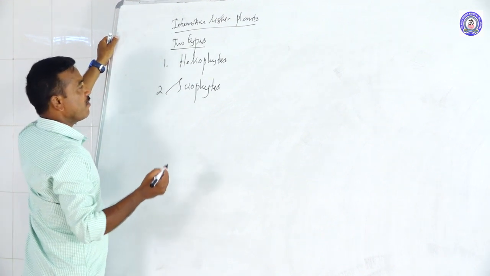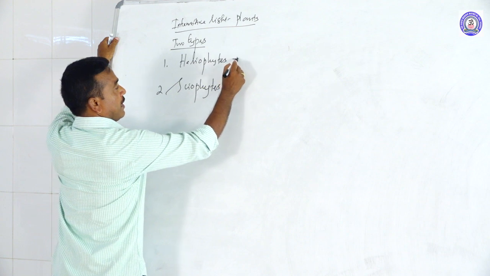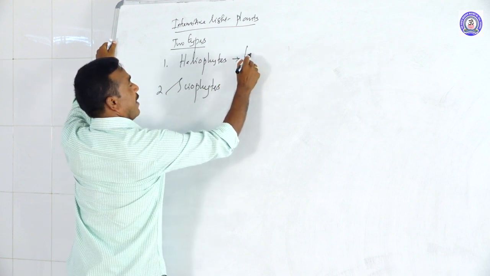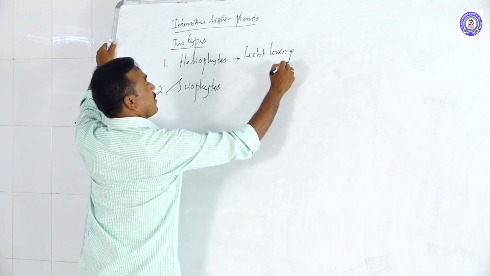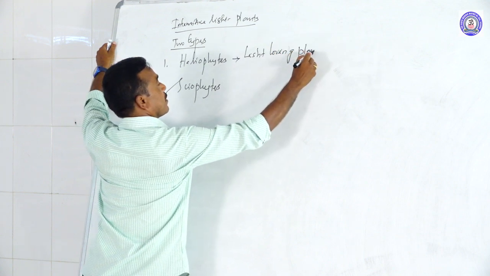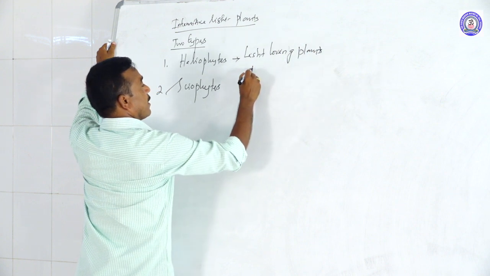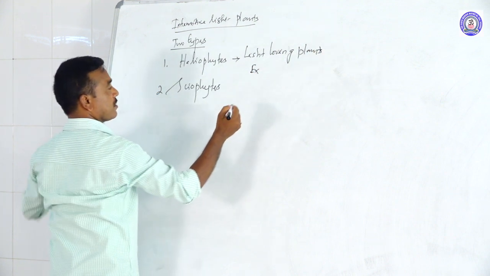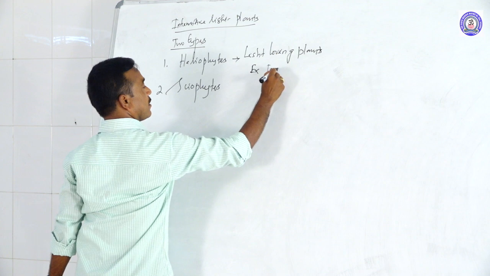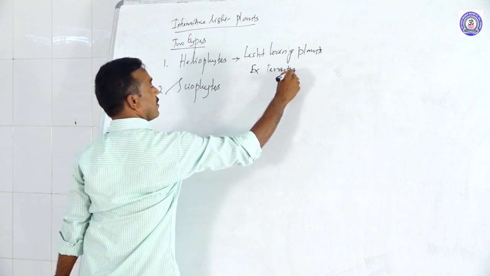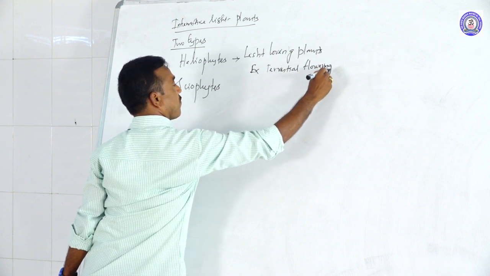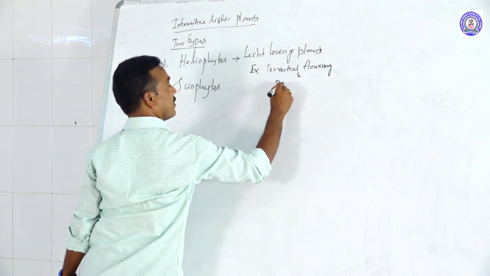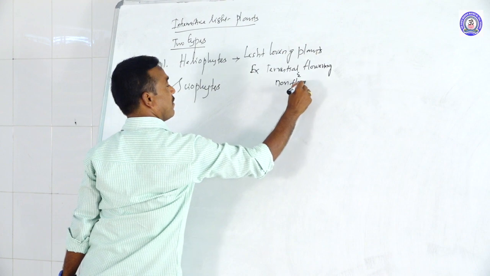What do you mean regarding heliophytes? That means light loving plants. The greatest example is commonly called terrestrial flowering as well as non-flowering plants.